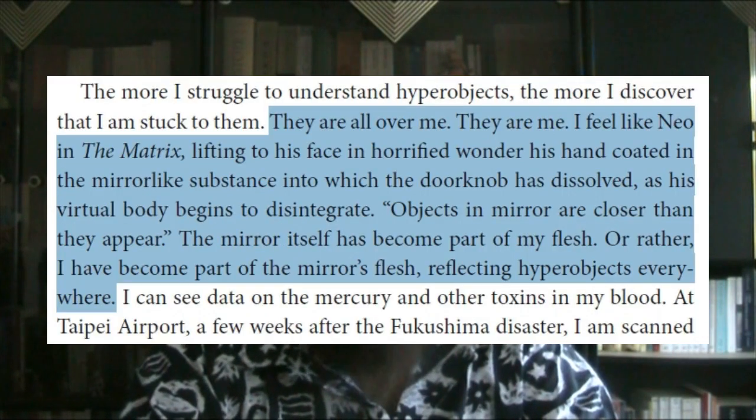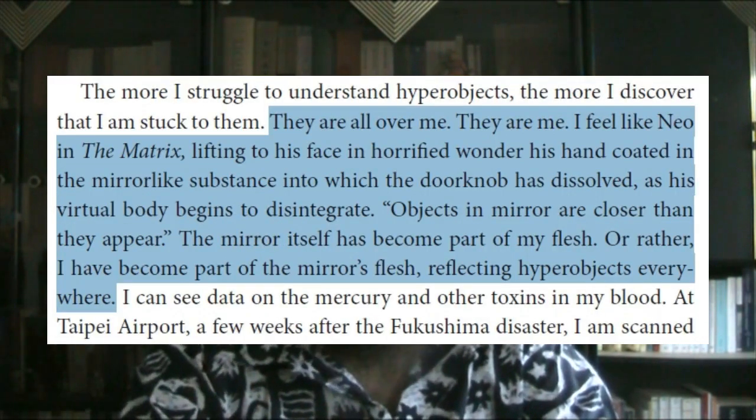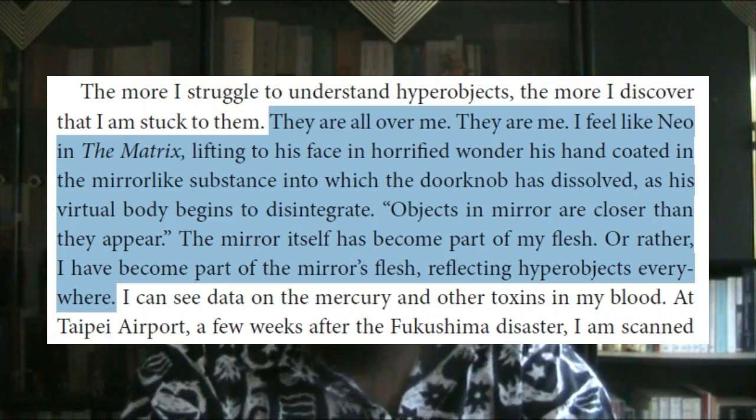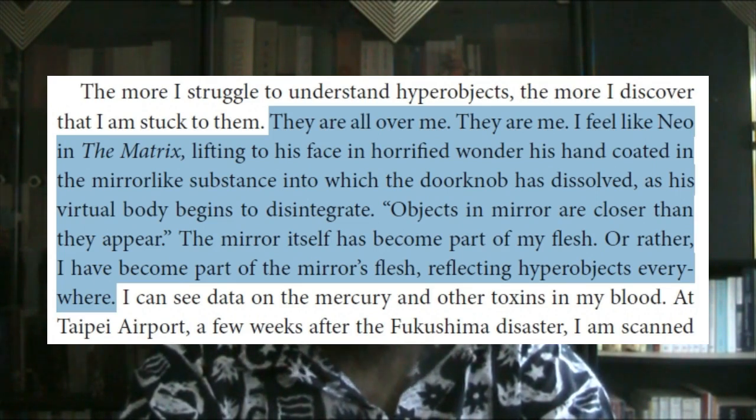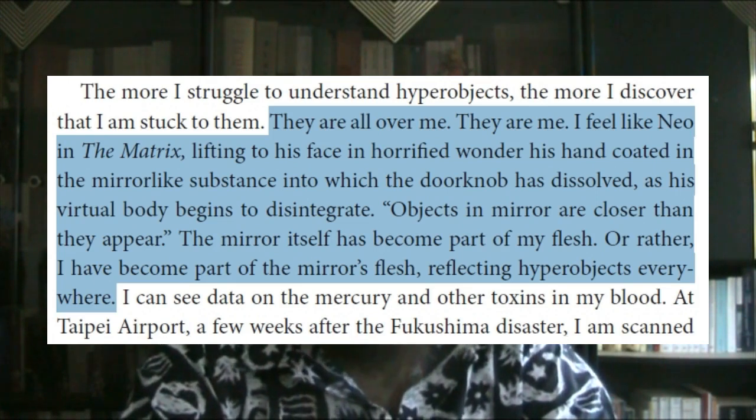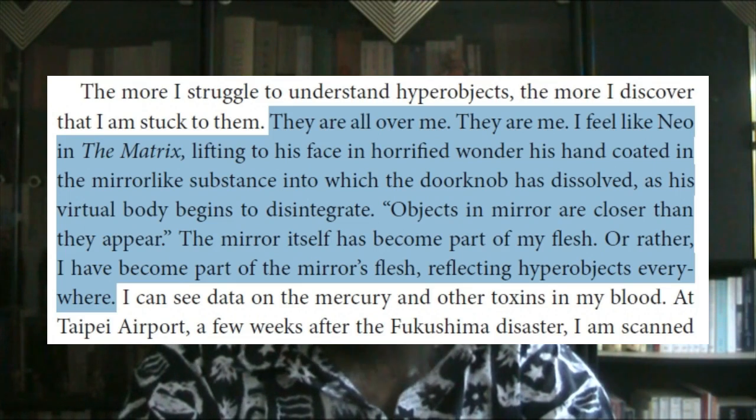They are all over me. It's the objects and the hyperobjects. They are me. I feel like Neo in the Matrix, lifting to his face in horrified wonder his head, coated in the mirror-like substance into which the doorknob has dissolved, and his virtual body begins to disintegrate. The mirror itself has become part of my flesh, or rather, I have become part of the mirror's flesh, reflecting hyperobjects everywhere. And so, hyperobjects, they snatch onto you, and by doing that, they alter your being.